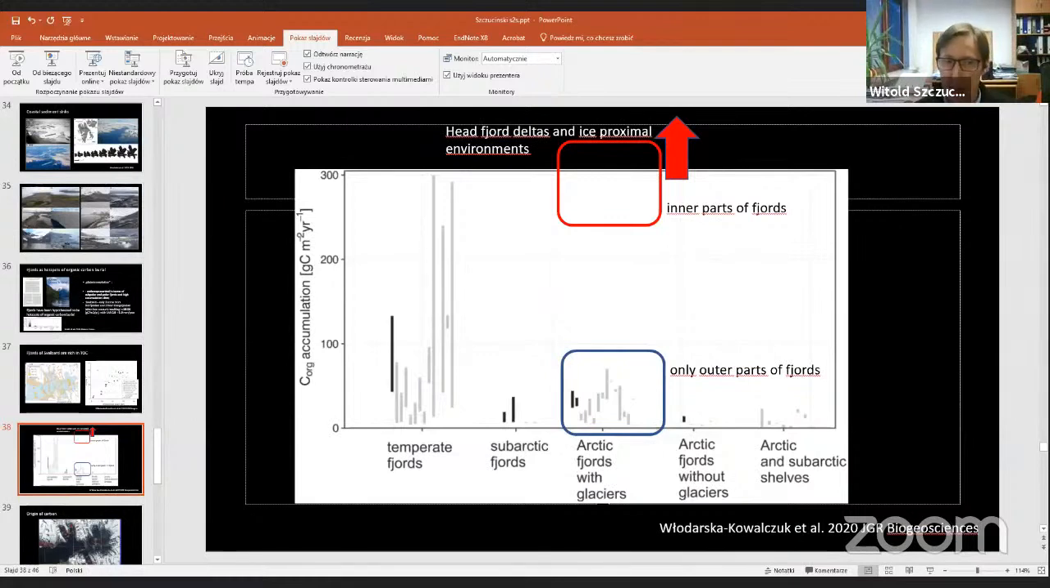The only answer I can give you right now for sure is that with all these kinds of markers, biomarkers, we need to be careful if we analyze such a complex system. It is something which we commonly miss, not only in terms of organic carbon, but in terms of many other proxies. It's also a case of Svalbard.